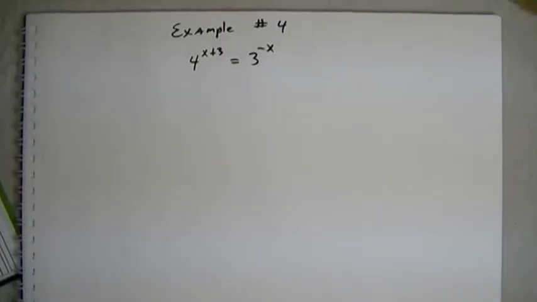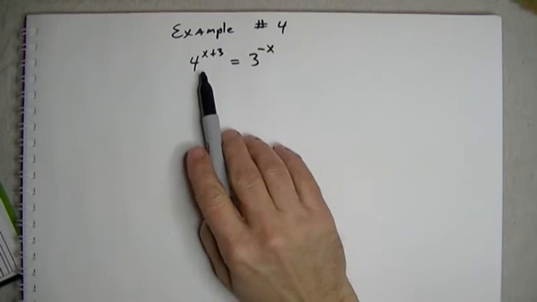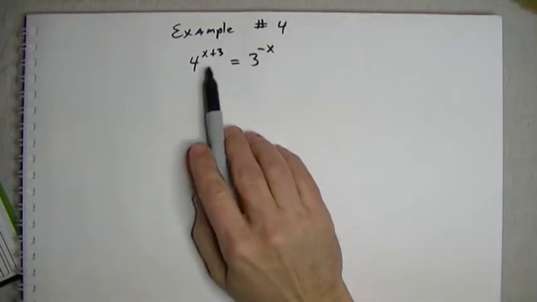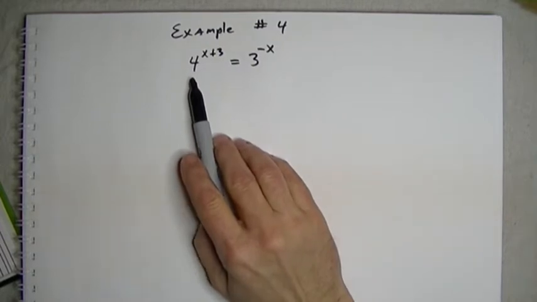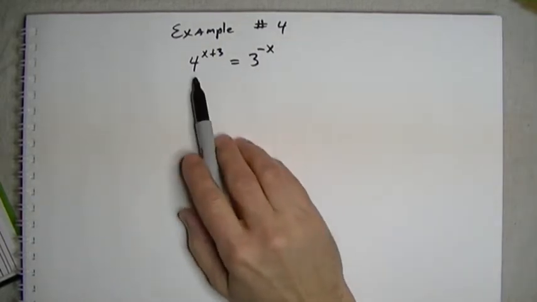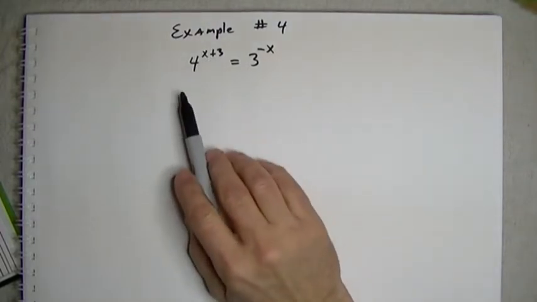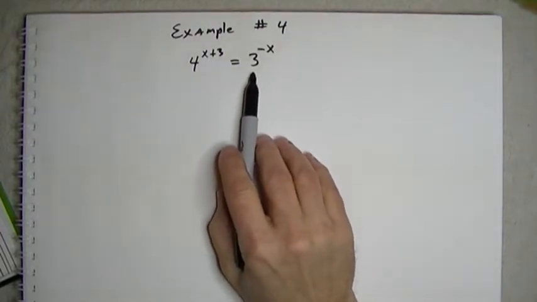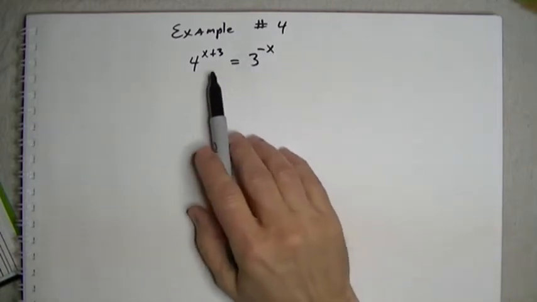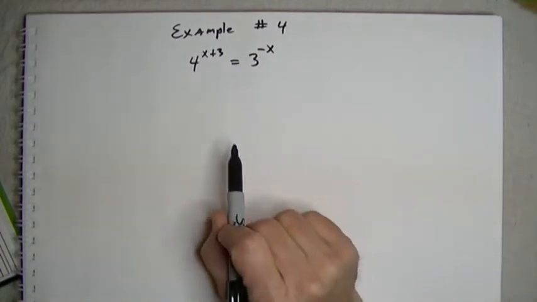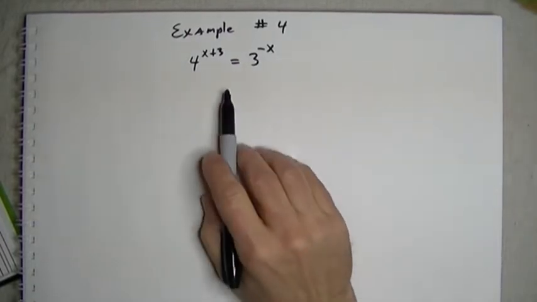Okay, here's our fourth example, and it shows two powers, and they have different bases. This is where logarithms really come in and help us out, because the different bases would be extremely difficult to work with otherwise. I've got 4 raised to x plus 3, and this is set equal to 3 raised to the negative x power, and we want to know is there a value of x that can make this equation true.